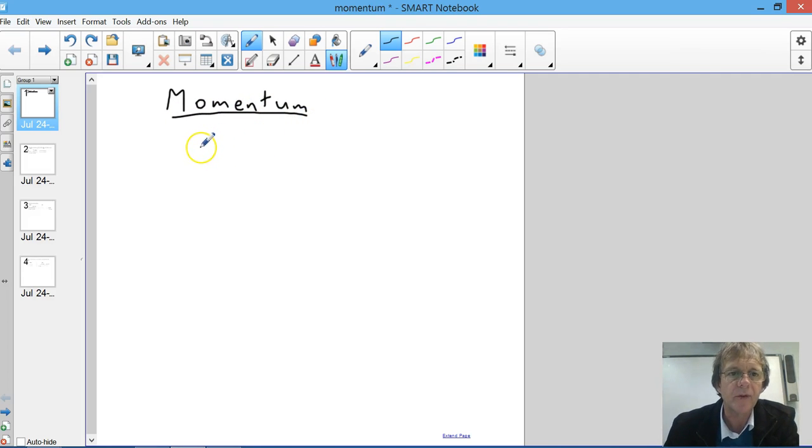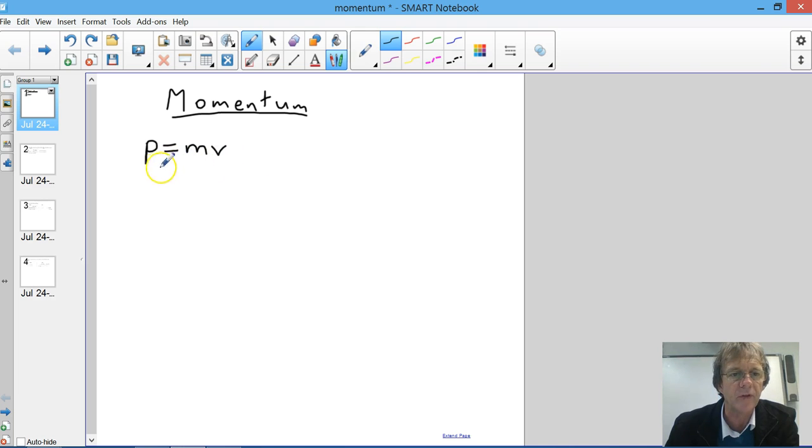Okay, our new topic is momentum, and basically momentum is a measure of how difficult it is to stop an object, I guess. You've got to apply a certain amount of force for a certain amount of time. But by definition, an object with more mass has more momentum, and an object with more velocity also has more momentum. So that's the formula there.